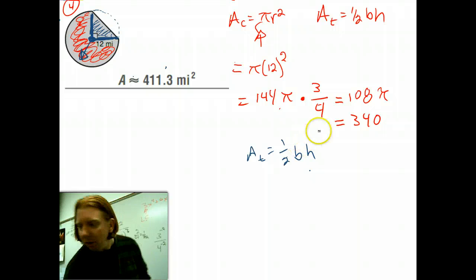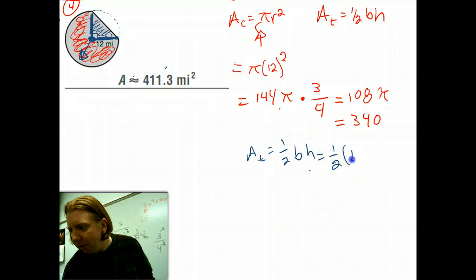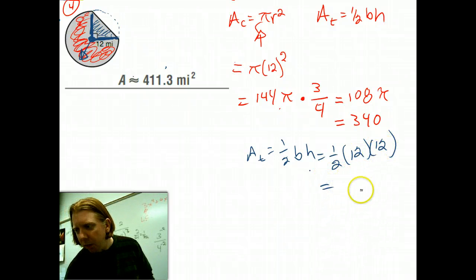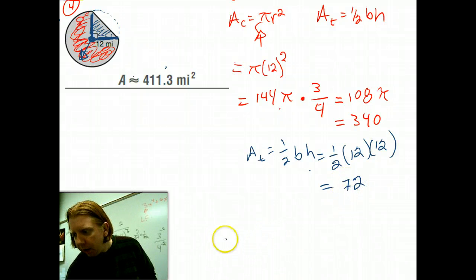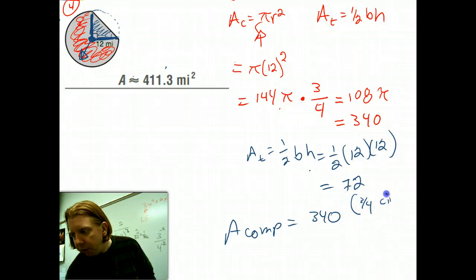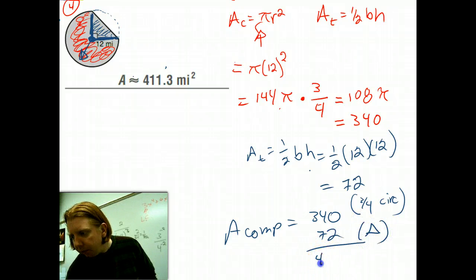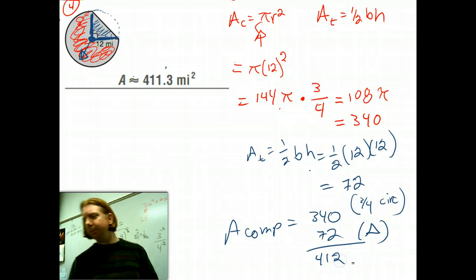So that means I'm looking at 1/2 base times height, which is going to be 6 times 12, which puts me at 72, right? So the area of the composite figure is going to be the sum of 340, that's the 3/4 of the circle, plus the triangle, that's the 72. That puts me at 412, right?